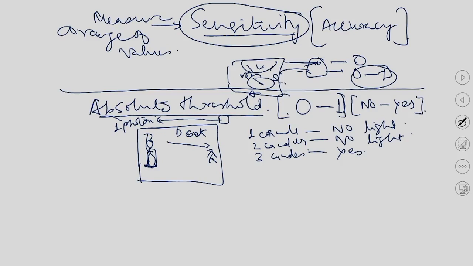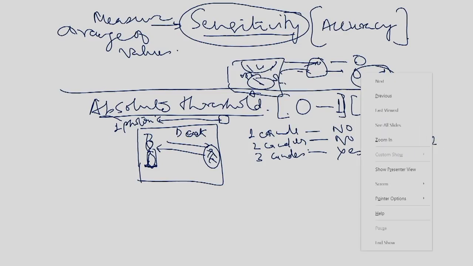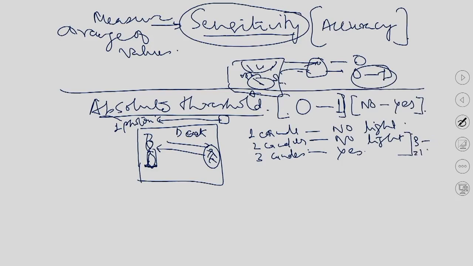This is absolute threshold. The absolute threshold is the point at which the person who is witnessing the candle in the dark room goes from no light to yes light. And so, the absolute threshold is 3 candles minus 2 candles, which is 1 candle. So, the absolute threshold is here. This is what absolute threshold is all about. It is the point at which any sensory system starts registering the presence of a stimulus from no presence of a stimulus. From 0 stimulus to 1 stimulus, the point at which this happens is what is called absolute threshold.